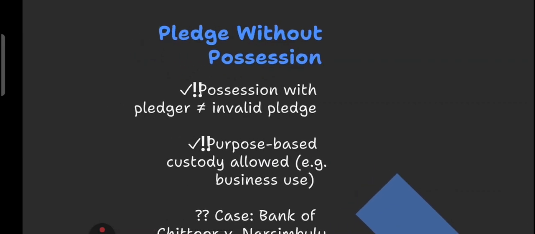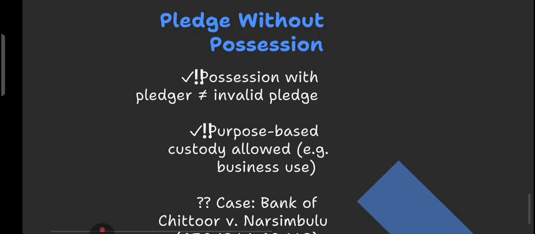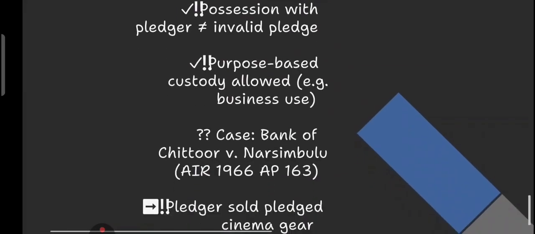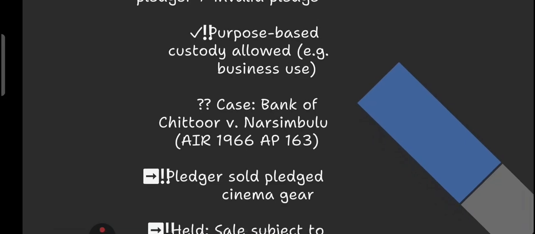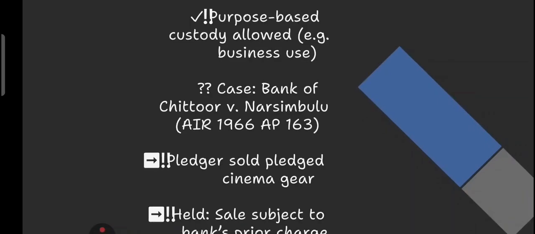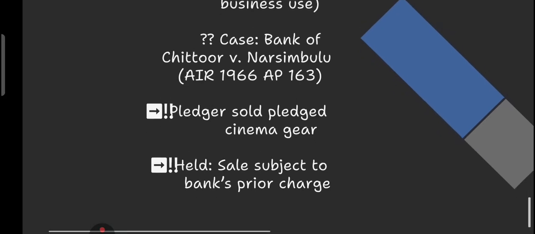It means the pledgee must hold the pledged goods to secure the loan. However, in some cases, custody for a purpose is allowed, such as when the goods are kept for business use. For example, Bank of Chittor versus Narsim Bulu, 1966. What happened? In this case, a cinema projector was pledged, but the pledger was allowed to keep it for business purposes. Later, when the pledger sold the pledged goods, the sale was still subject to the bank's prior charge, highlighting the pledgee's right over the pledged property.